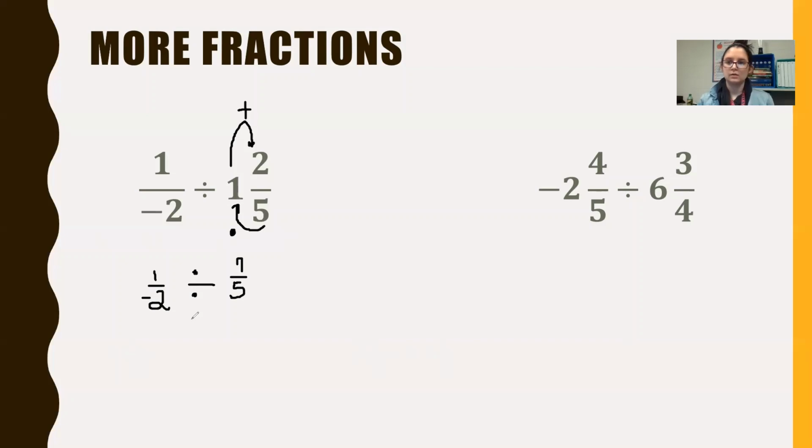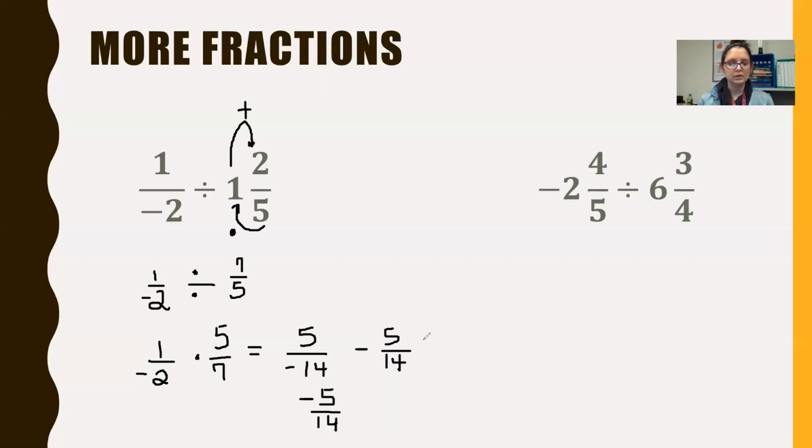Now we're ready to do our keep, change, flip, our KCF. So 1/2 negative times 5 over 7. There's nothing that we can reduce, so we say 1 times 5 is 5. -2 times 7 is -14. And remember, if you don't like the negative in the denominator, we can put it out to the side. So 5 over 14, and put your negative out to the side, or you can put it in with the numerator on. Okay, so these are all acceptable answers, and they represent the same thing.